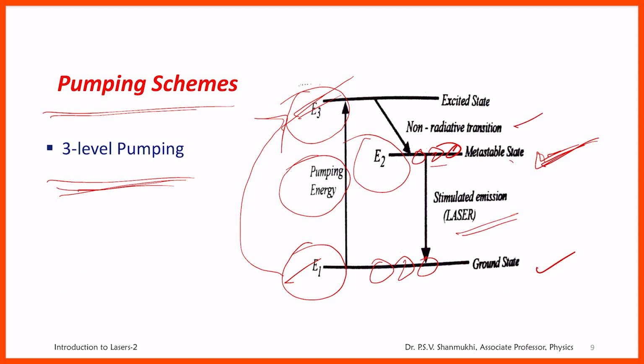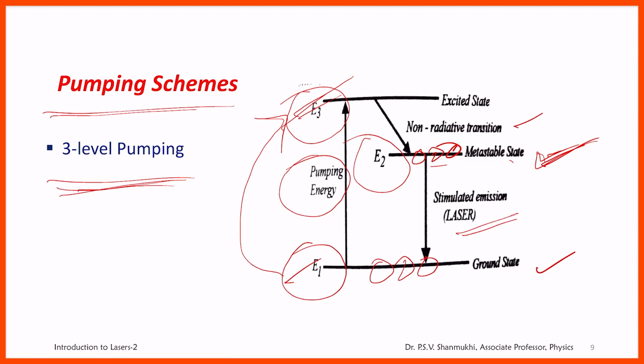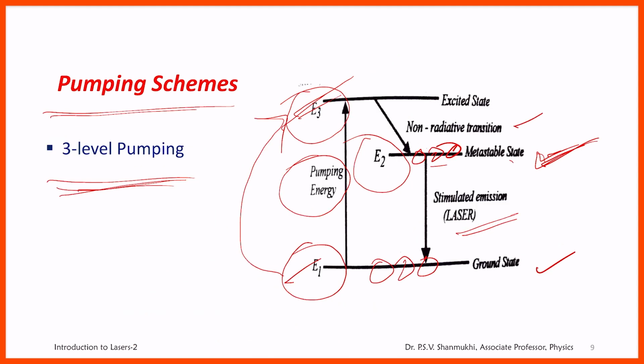Simply you have to understand one thing, pumping method. What is pumping method? What is pumping scheme? Pumping method is nothing but what kind of energy we are supplying, whether you are supplying the optical energy, electrical energy, what kind of energy to promote the atoms to the excited state. Pumping scheme is nothing but in which route this mechanism is taking place, in which route the laser light is emitted. That is called pumping scheme. There are 3-level pumping scheme and 4-level pumping scheme and 2-level also.